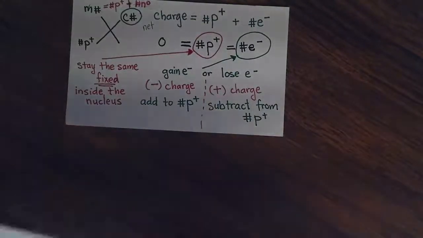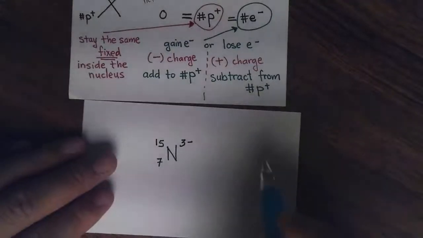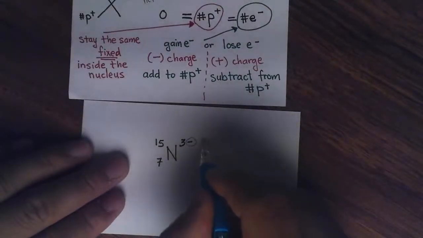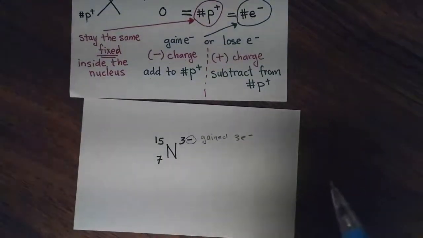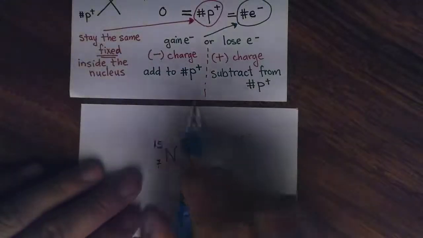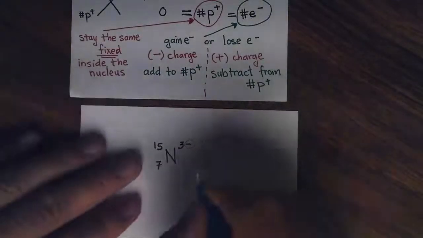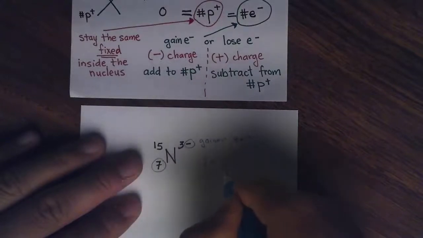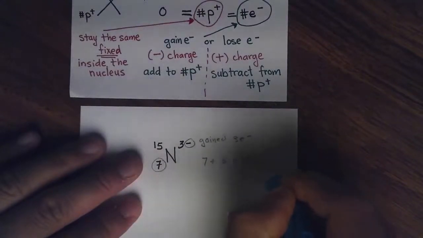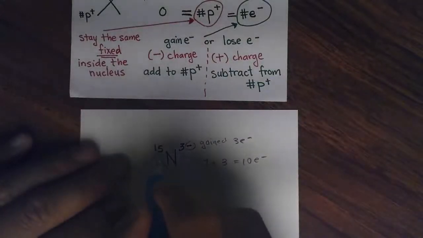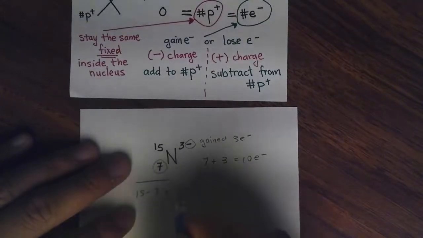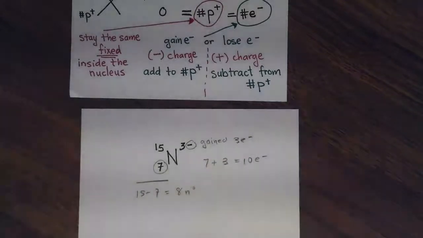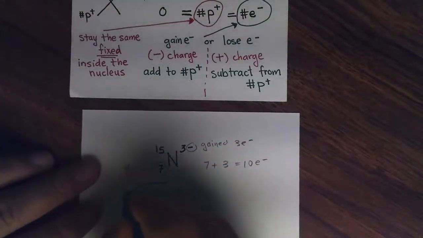Let's try another example again with a negative charge. In this case, I have nitrogen, where the negative indicates that it has gained 3 negative electrons. That's why it has become a negative charge. So in this case, when it gains, we're going to add to the number of protons. The number of protons is 7. 7 plus 3 gives us 10 electrons. And for the number of neutrons, you take the mass number minus the number of protons, and that gives us 15 minus 7, which is 8 neutrons. And voila. And of course, this is the number of protons.